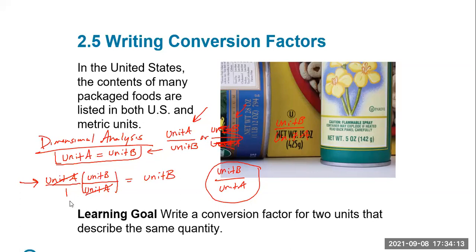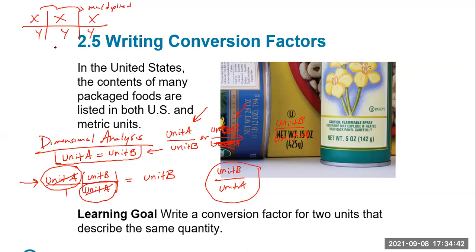The simplest way to achieve that is opposites. Opposites will cancel out units. For example, here we started with unit A up on top. The opposite location is to have unit A on the bottom, and they will cancel each other out. That's because everything located across the top will be multiplied, and everything on the bottom will be divided. You'll divide the top by them.